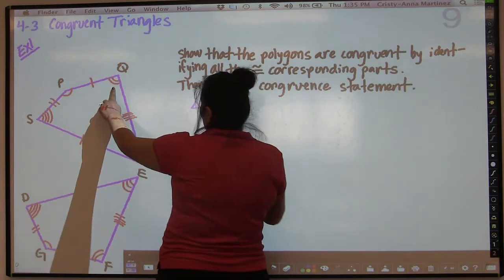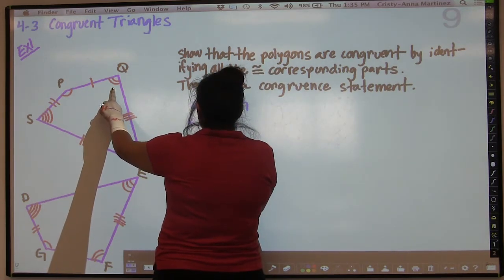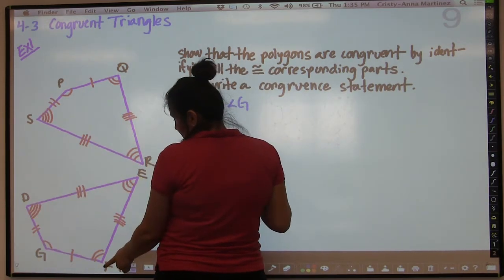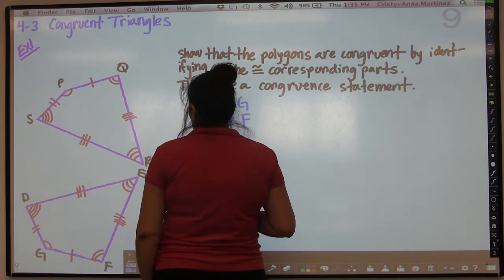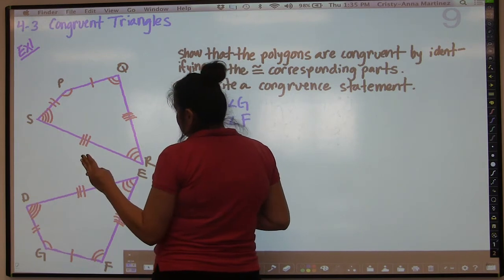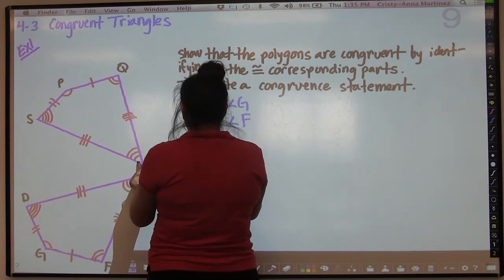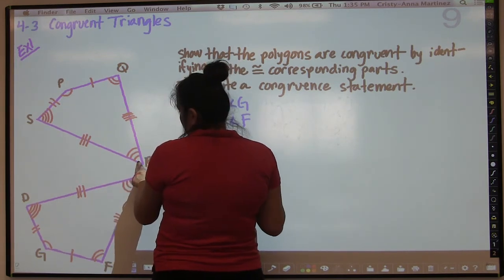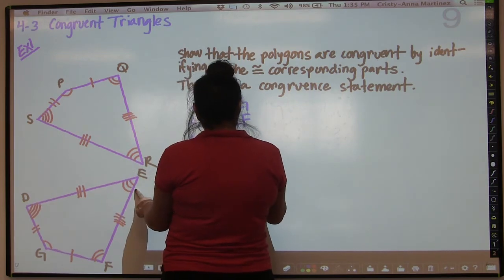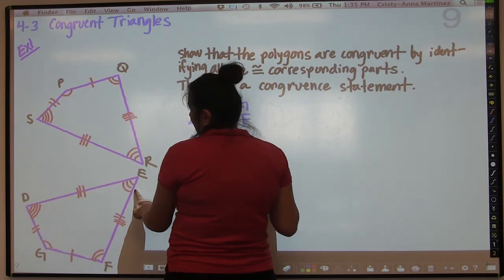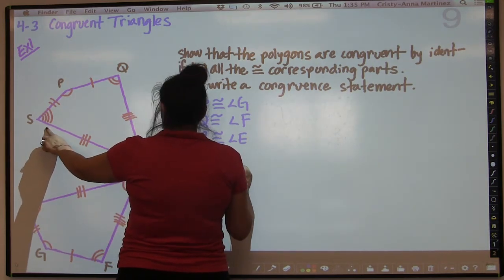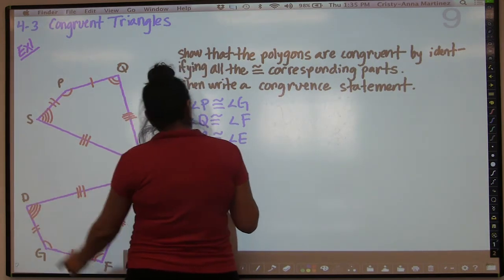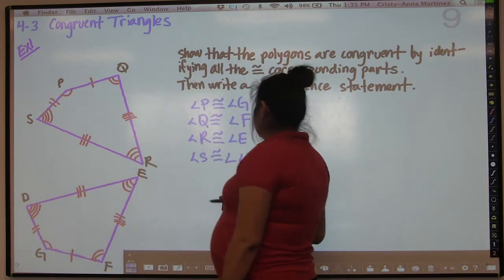So we see that angle Q has two arcs. And that corresponds with the angle over here that has two arcs, which is F. And then we have the three arcs, and three arcs over here, angle R. And that corresponds with three arcs here, which is angle E. And then we have four arcs over here, angle S. And that corresponds with four arcs over here, which is angle D. So that's four pairs of angles.